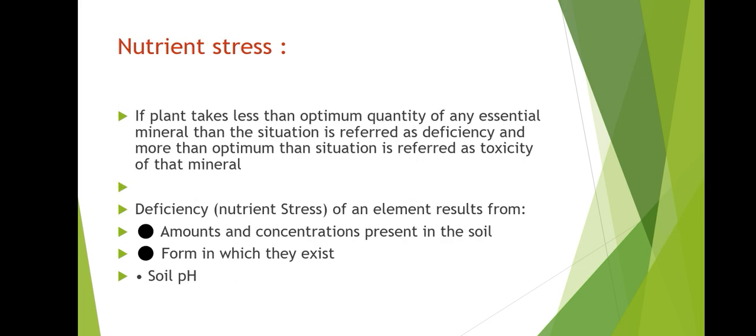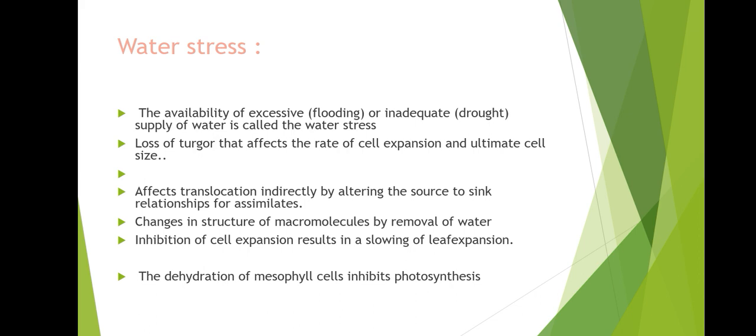Then the other one, nutrient stress. If a plant takes less than the optimum quantity of any essential mineral, then the situation is referred to as deficiency, and more than optimum is referred to as toxicity of the mineral. Deficiency of an element results from the amounts and concentrations present in the soil, the form in which they exist, and soil pH.